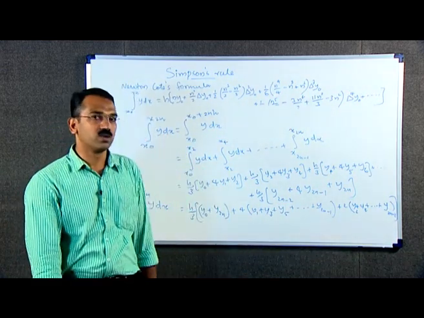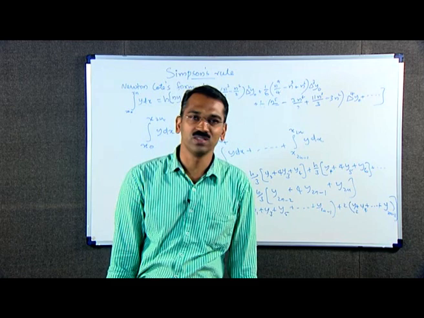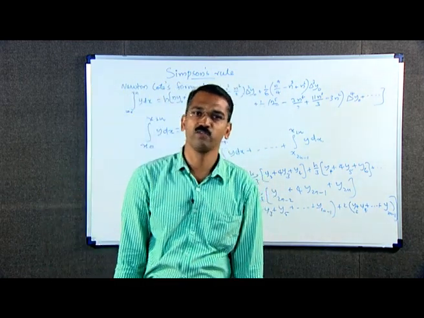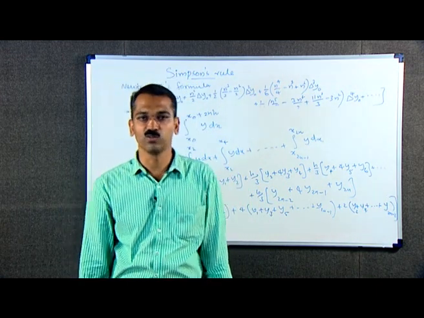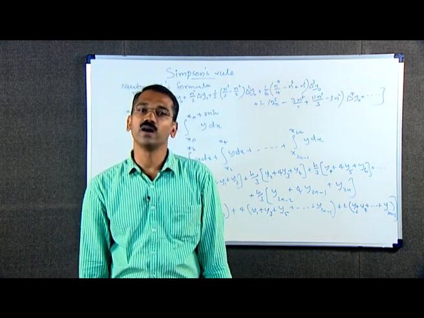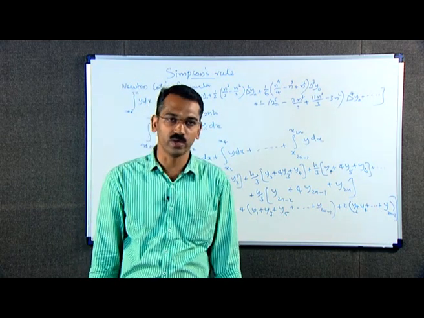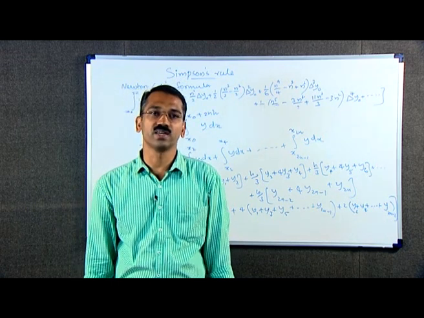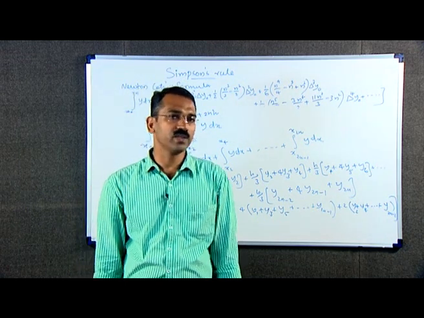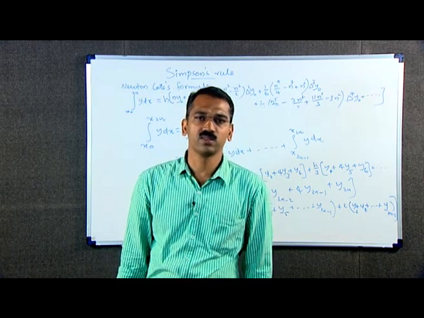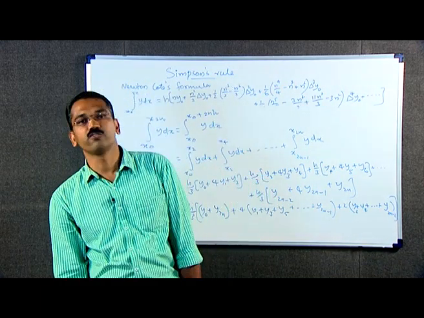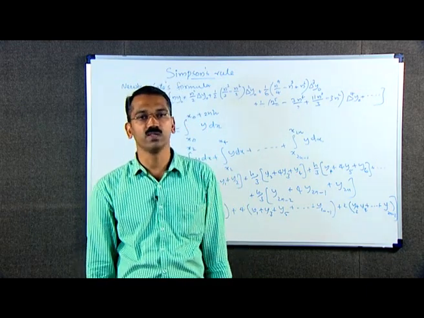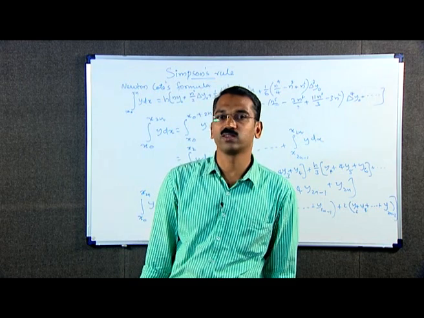This formula is known as the composite Simpson's 1/3 rule. The geometric significance of this rule is that we replace the graph of the given function y equal to f of x in the interval x0 to x2n by n arcs of second degree parabolas with the vertical axis. Note that to apply this composite Simpson's rule, the interval of integration must be divided into an even number of subintervals, each of the same width h.